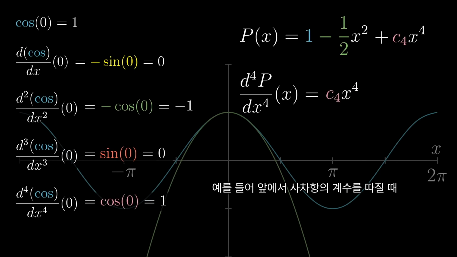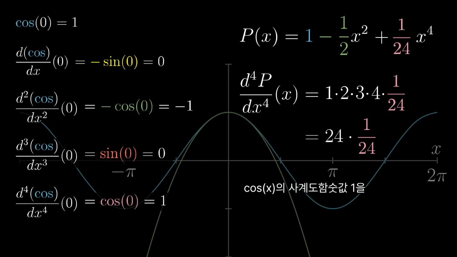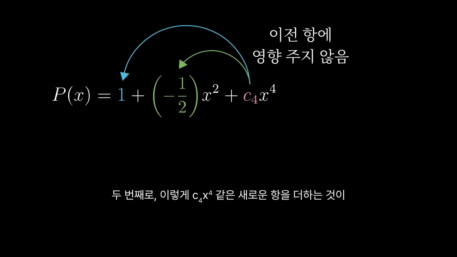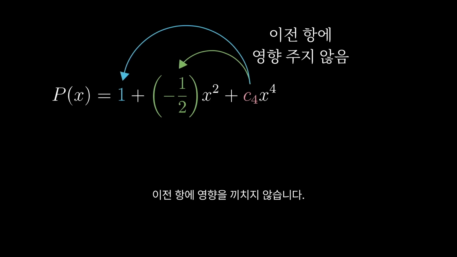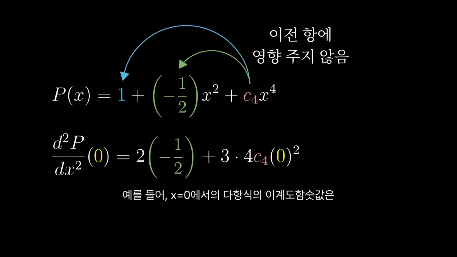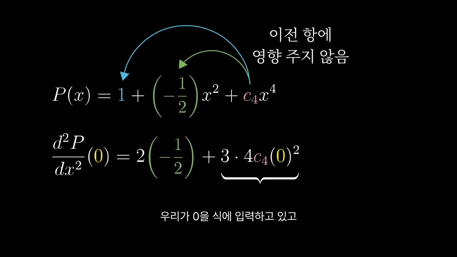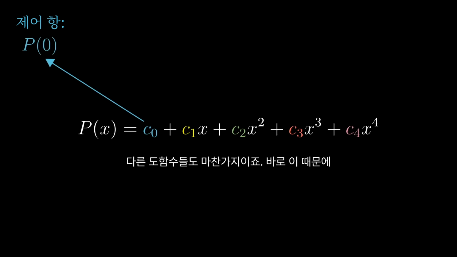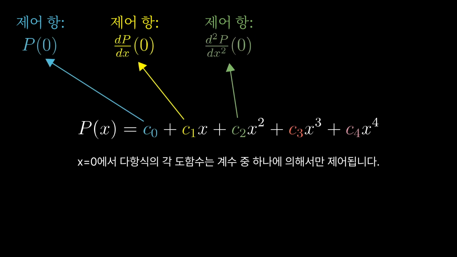For example, that x to the fourth coefficient was the fourth derivative of cosine, 1, but divided by 4 factorial, 24. The second thing to notice is that adding on new terms, like this c4 times x to the fourth, doesn't mess up what the old terms should be. And that's really important. For example, the second derivative of this polynomial at x equals 0 is still equal to 2 times the second coefficient, even after you introduce higher order terms. And it's because we're plugging in x equals 0. So the second derivative of any higher order term, which all include an x, will just wash away. And the same goes for any other derivative, which is why each derivative of a polynomial at x equals 0 is controlled by one and only one of the coefficients.